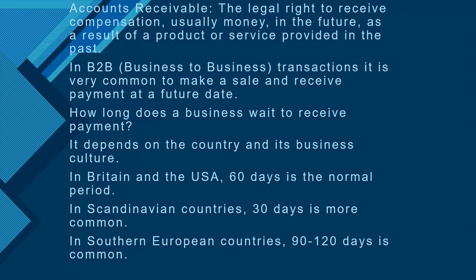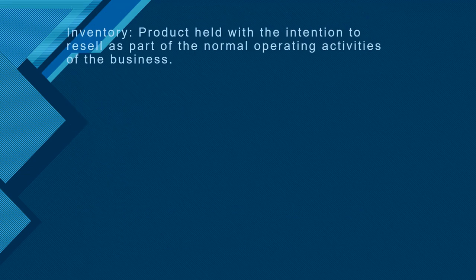Another type of current asset. Inventory. This is a product held with the intention to resell as part of the normal operating activities of the business. We have a physical product. What do we want to do with it? We want to sell it.